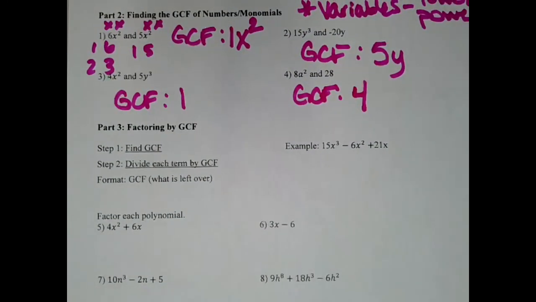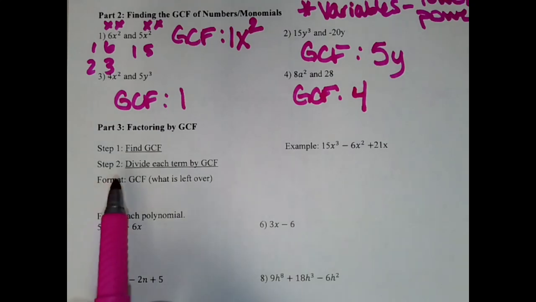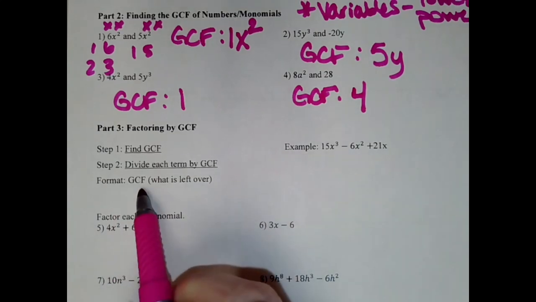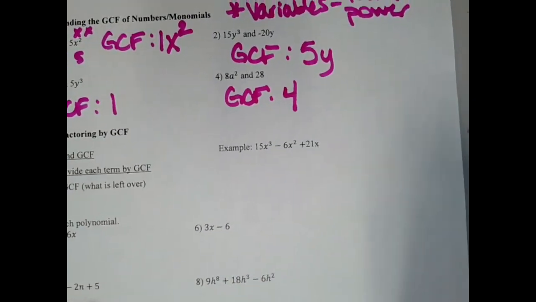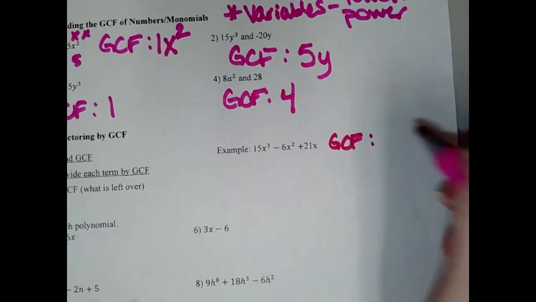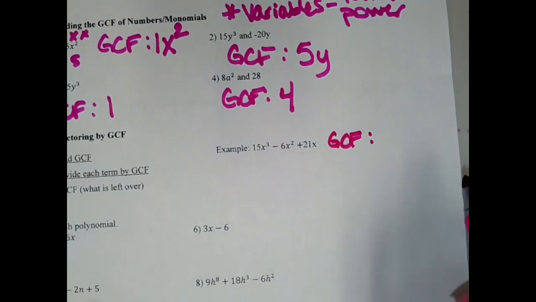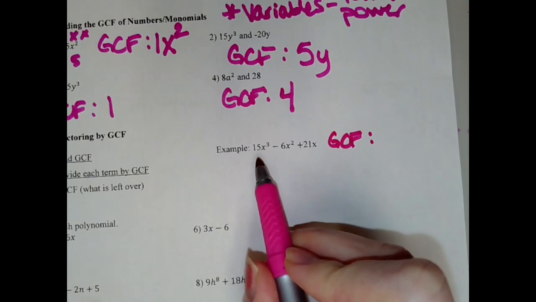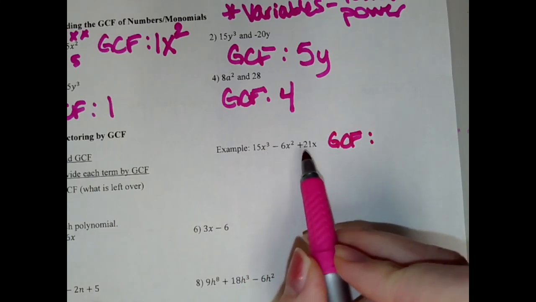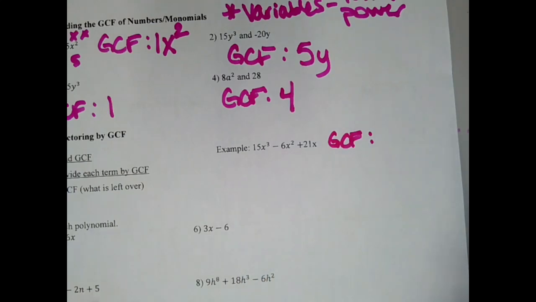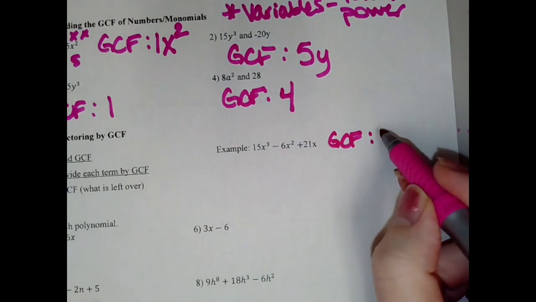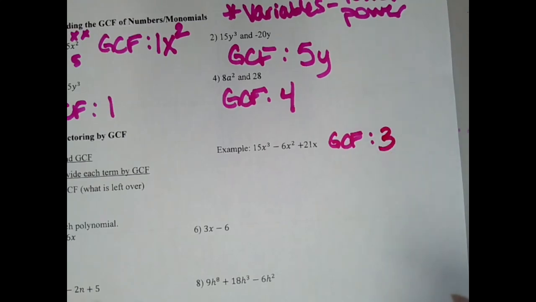Taking a look at part 3, factoring by pulling out the GCF. Step 1, find the GCF, and we're going to pull that out, and step 2, divide each term by the GCF. So the format would be a GCF out front, and then in parentheses, you'll have whatever is left over. For example, I have to look at all 3 terms this time. I'm going to look at the constants first, 15, 6, and 21. Is there a number that these are all divisible by other than 1? I can think of 3, so that should be the biggest number there.